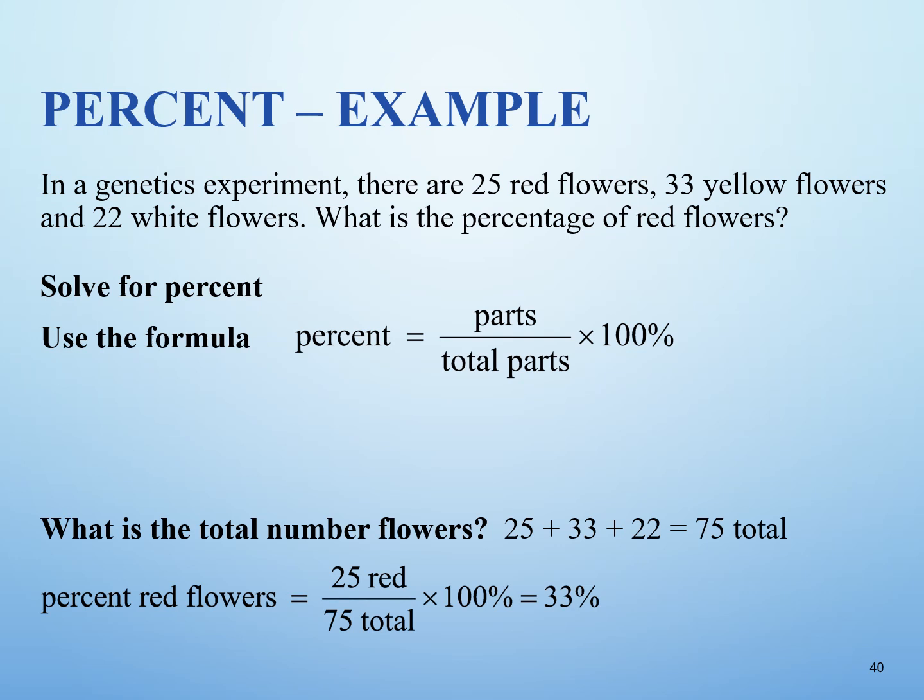So let's take a look here. If there are 25 red flowers, 33 yellow flowers, and 22 white flowers, what is the percentage of the red flowers? They're looking for the red, so we put the red, which is 25, on the top. And then we put everybody on the bottom, which is 25 plus 33 plus 22, and then times 100. You add up 25, 33, and 22, you get 75. 25 divided by 75 times 100 gives you 33%. So that would be the percent of red flowers.